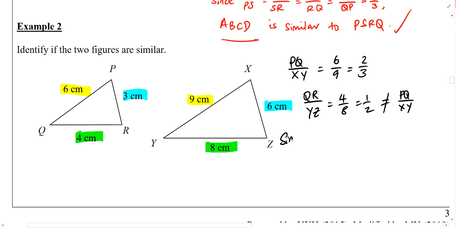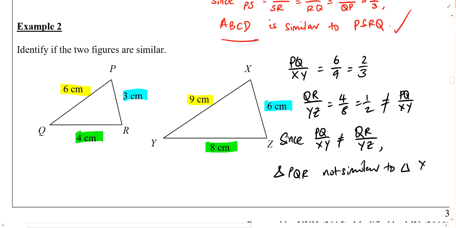So since PQ over XY not equal to QR over YZ, triangle PQR not similar to triangle XYZ. If you continue to find a third ratio, you will not be faulted. It is just not essential for you to find a third ratio, now that you have a pair that are not equal.